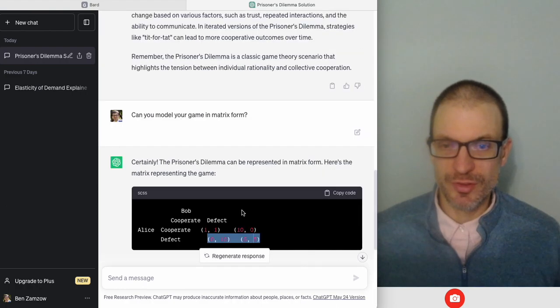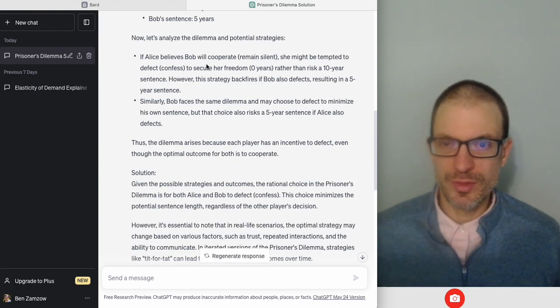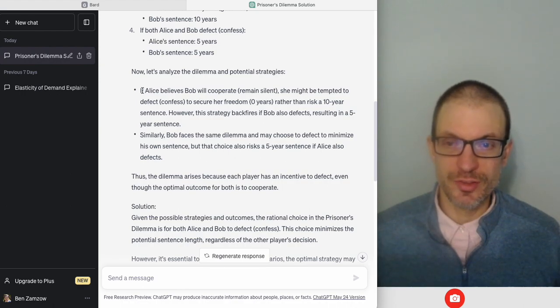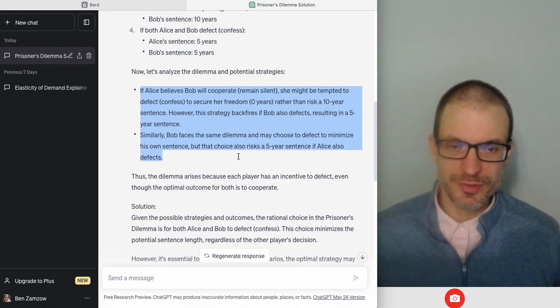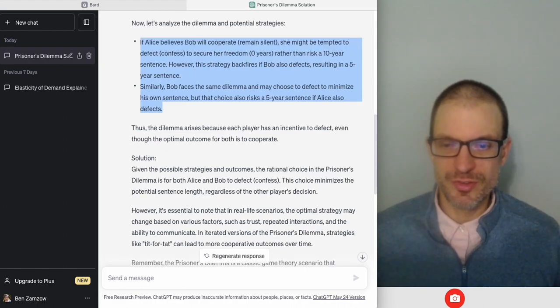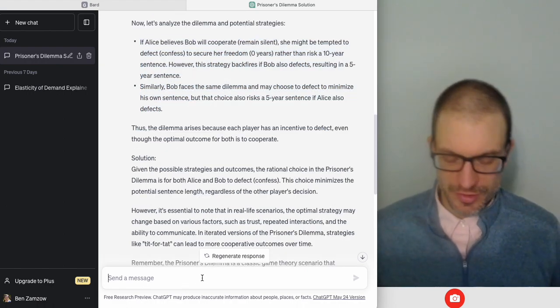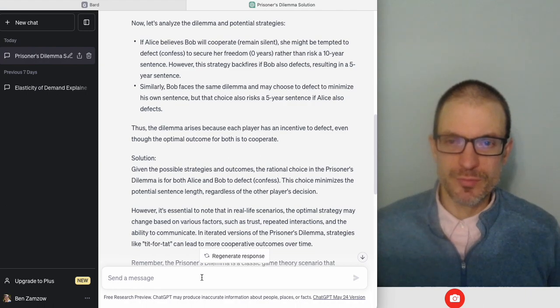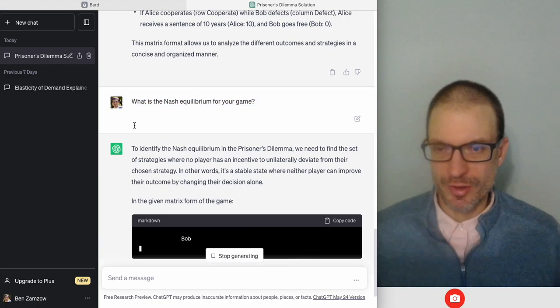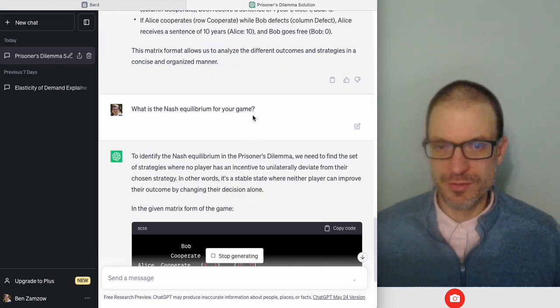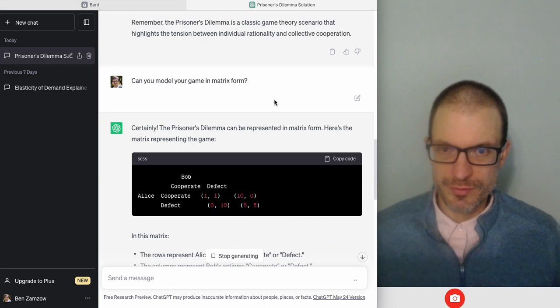And what did they say for the solution? They analyze it. This is pretty good. This is almost looking, not perfect, but it looks like they're doing something close to best response reasoning. I just want to see if I can get it to just come straight out and give me the solution. So what is the Nash equilibrium for your game? And then hopefully it'll come out and say it's defect with payoffs of, what was it, 5-5.